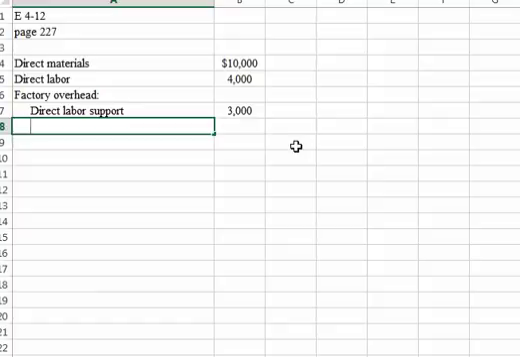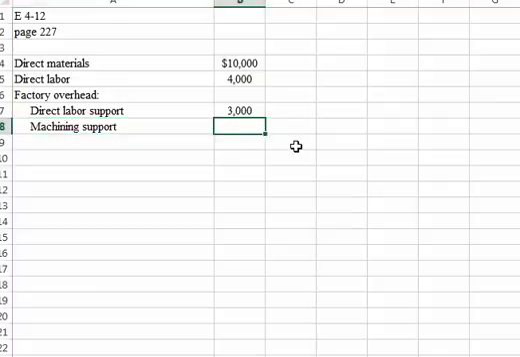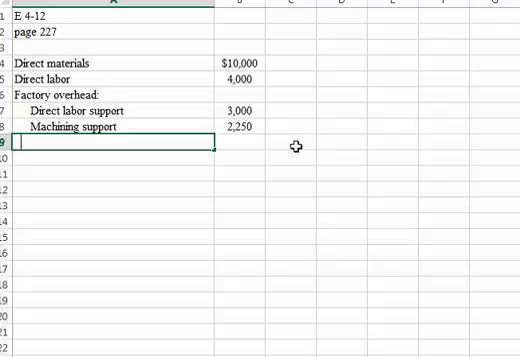Then we have machining support. Okay, there. That could be like maintenance on the machinery. It's $15 per machine hour. We had 150 machine hours. Times that $15 per machine hour. Gets us $2,250 there.